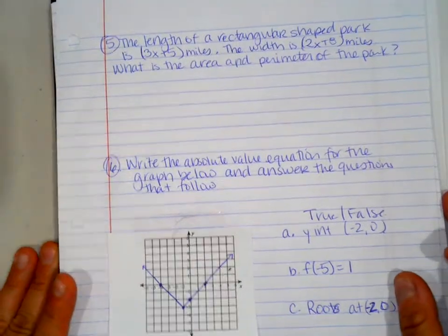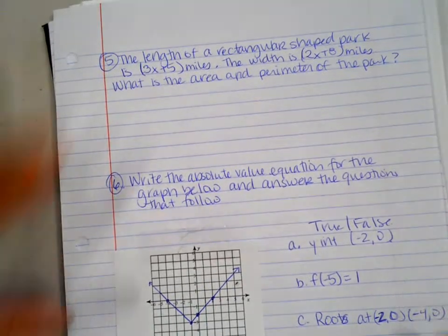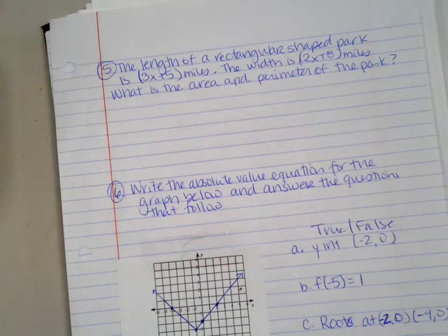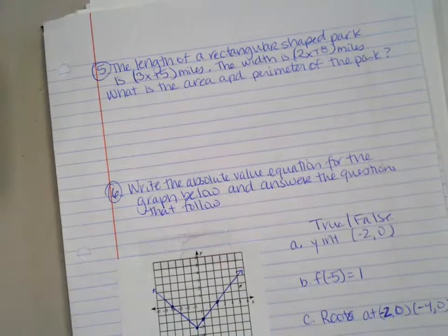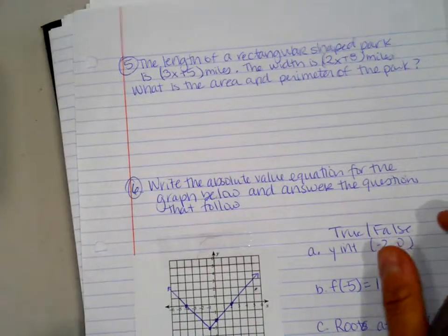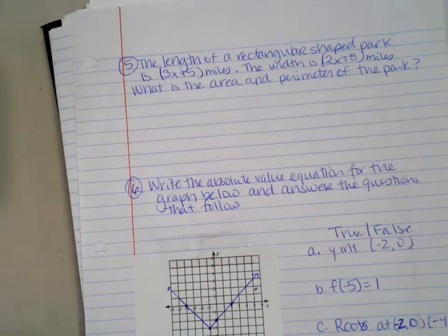Ooh, this one's fun, a word problem. Okay. So the length of a rectangular shaped park is 3x plus 5 miles. The width is 2x plus 8 miles. What is the area and perimeter of the park?